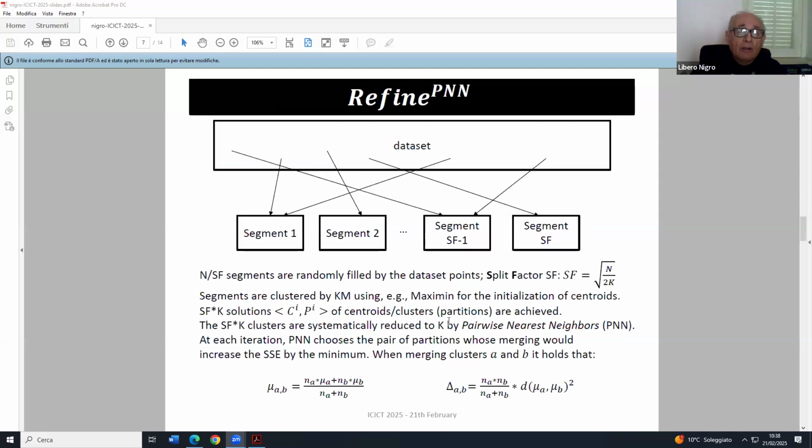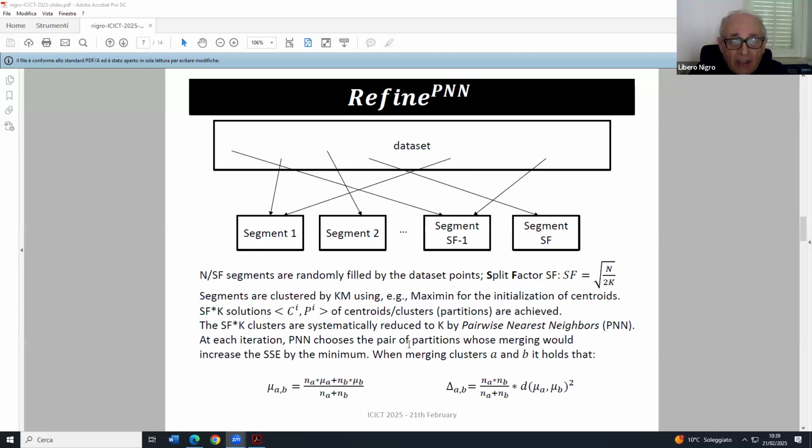Now, in this work, we have developed a different, careful initialization method, which is the refine piecewise nearest neighbors. Basically, the dataset is split in a number of segments, which are filled randomly from the points of the data set. Then each segment is separately clustered with k-means. And then after this, we achieve a number of clusters per segment, which is the number of cluster solutions which are available.